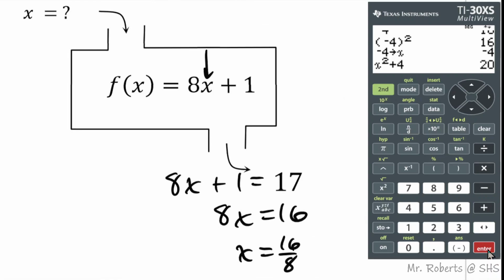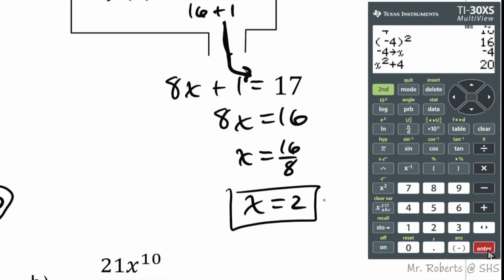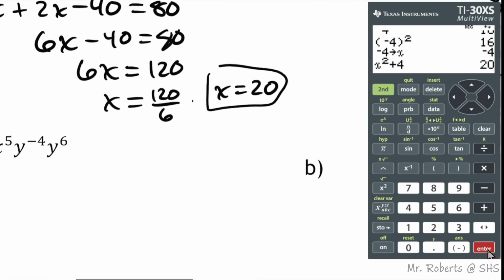And yeah, you can confirm that. 8 times 2 is 16, and 16 plus 1 does indeed produce an output of 17. So 2 is the correct output. All right, let's look at the next question.